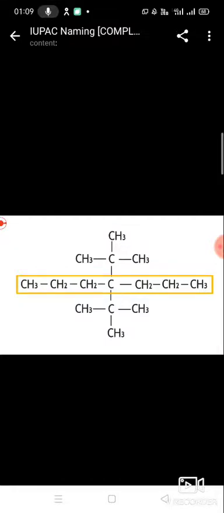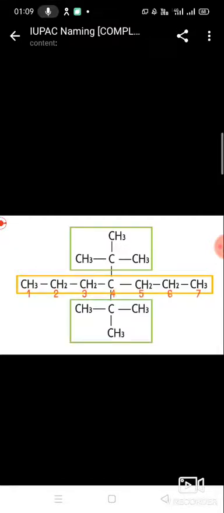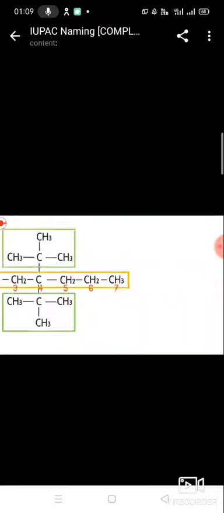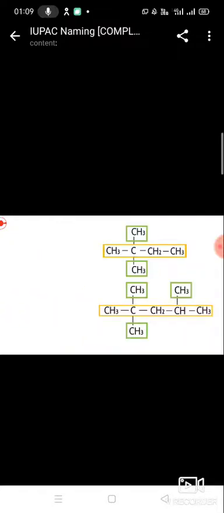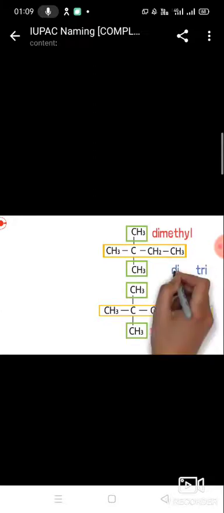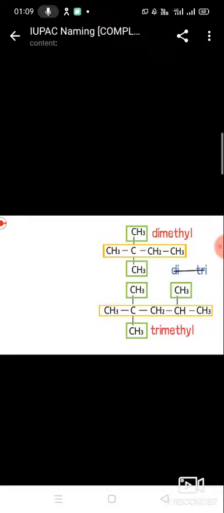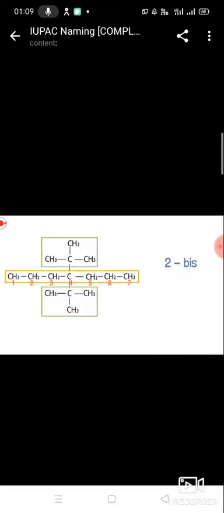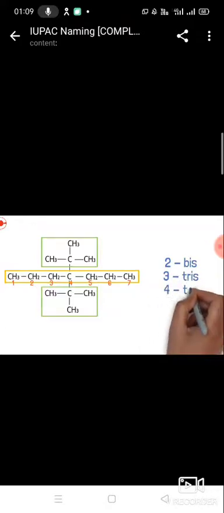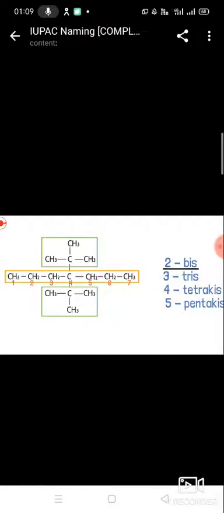Look at this compound. Here, 2 complex substituents are there on the 4th carbon atom. In such a case, we have to write dimethyl, trimethyl, according to the number of carbon atoms. If it is present twice, we have to write 2, and if it is present 3 times, we have to write 3. Another way is also there: 2 means bis, 3 means tris, 4 means tetrakis and 5 means pentakis. Usually we will write di, tri, tetra.